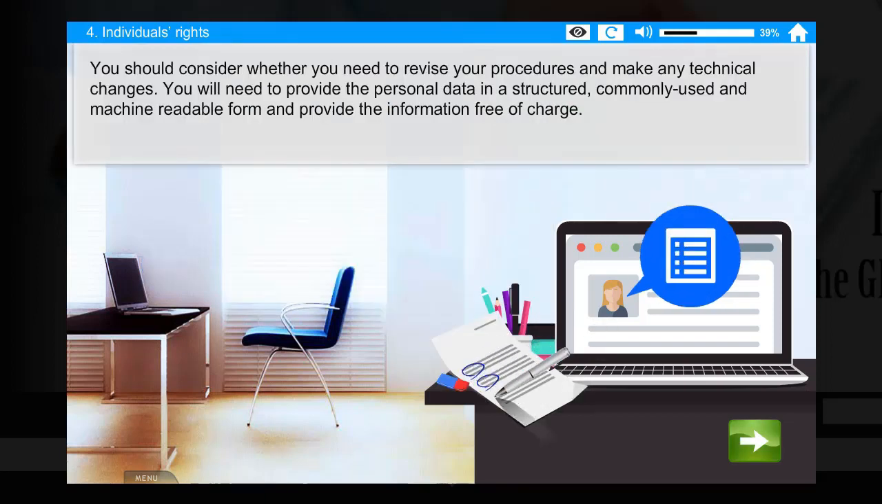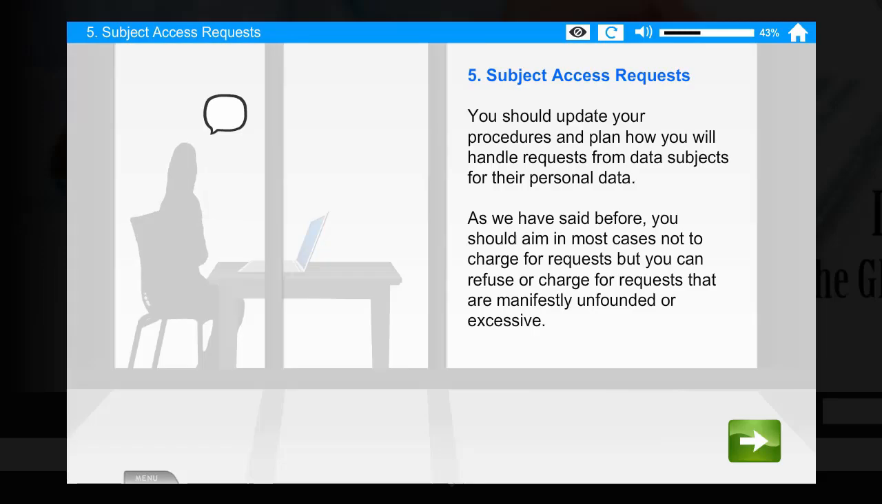You should consider whether you need to revise your procedures and make any technical changes. You will need to provide personal data in a structured, commonly used and machine-readable form and provide the information free of charge. You should update your procedures and plan how you will handle requests from data subjects for their personal data. As we have said before, you should aim in most cases not to charge for requests, but you can refuse or charge for requests that are manifestly unfounded or excessive.